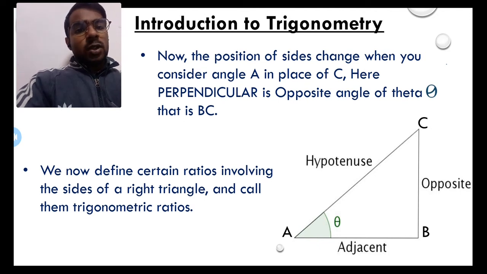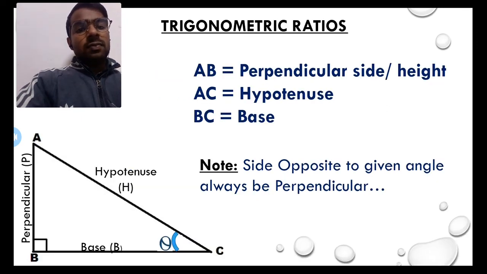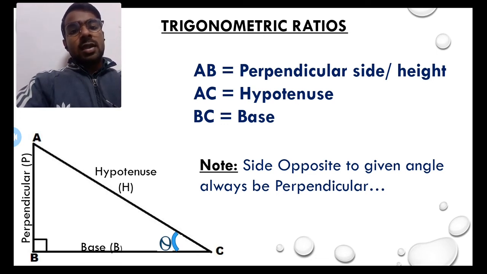Next point: we now define certain ratios involving the sides of a right angle triangle and call them trigonometric ratios, or T ratios. These trigonometric ratios are always defined in a right angle triangle. What we learned here is that trigonometric ratios are always considered in a right angle triangle, which comprises hypotenuse, base and perpendicular.